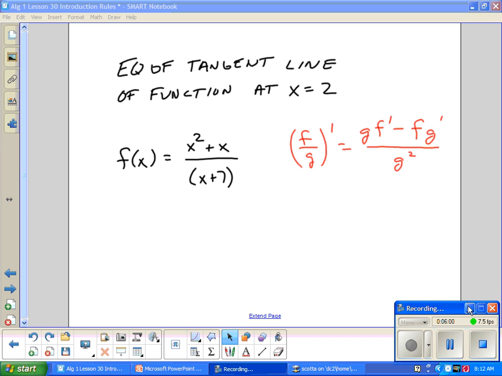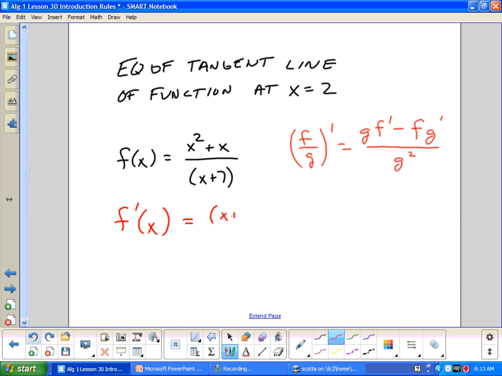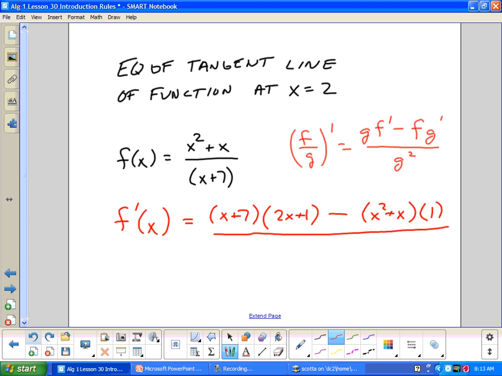All right, so now let's actually use the quotient rule and find a tangent line. And I'm not going to label, but the top is f of x, the bottom is g of x. So here we go. F prime. G of x is x plus 7. F prime is 2x plus 1. Minus. F is x squared plus x. And derivative of the bottom, I was nice to you guys. X plus 7, derivative of x plus 7 is 1. All over quantity x plus 7 squared.